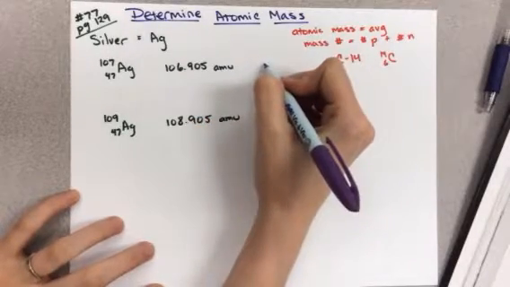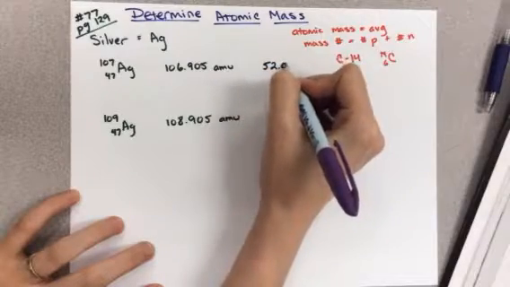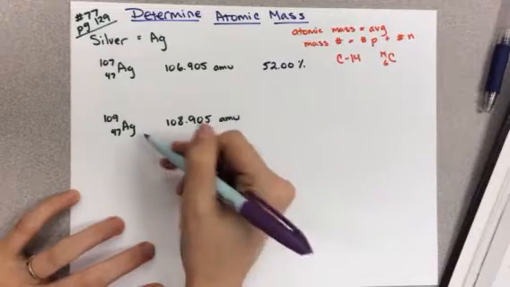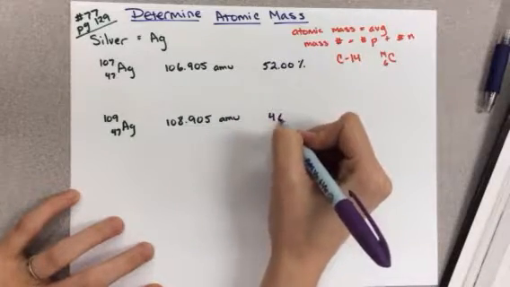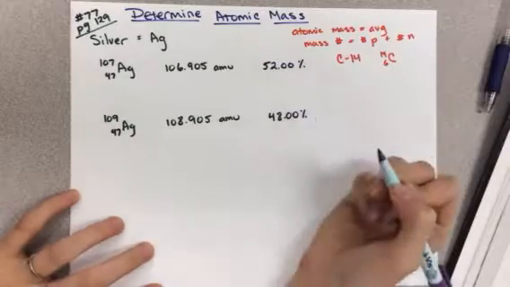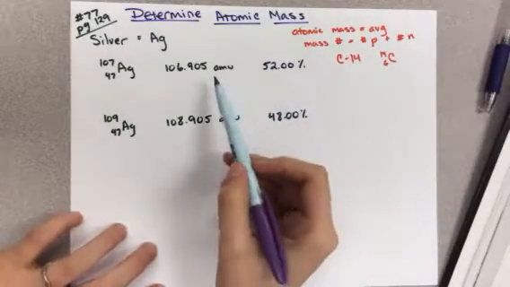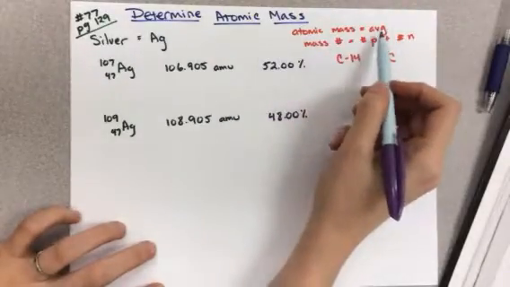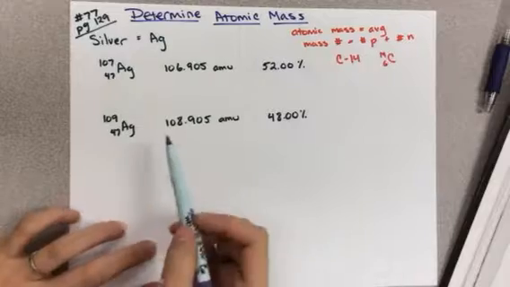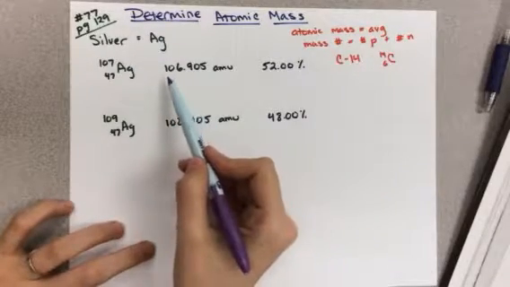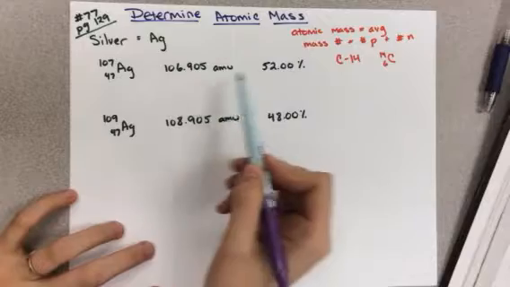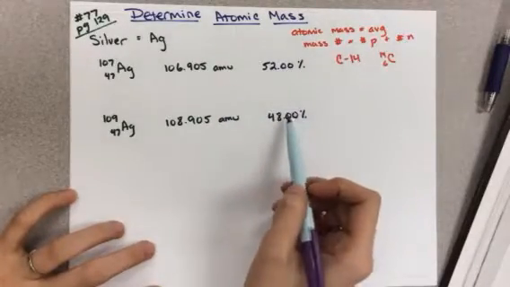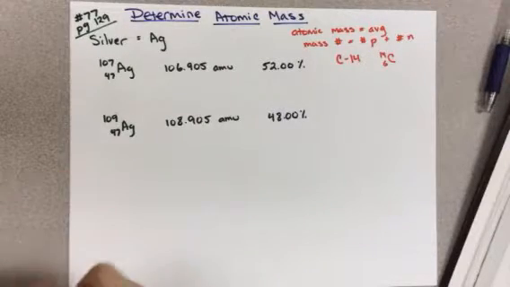So, in addition to knowing the mass, we also need to know its abundance. So, in the information, it tells us that this one is 52.00% of all of the silver that is present. And this isotope is 48.00%. Now, if we're going to determine the atomic mass, again, that's the average mass of all of the isotopes, what we need to do is multiply this mass times the percentage, and this mass times the percentage, and then add up the results.